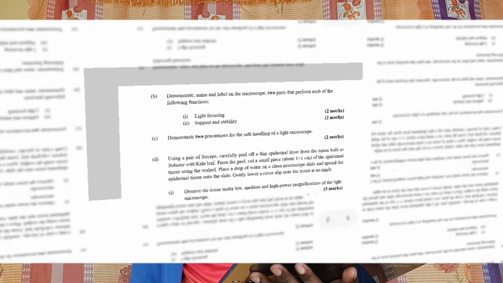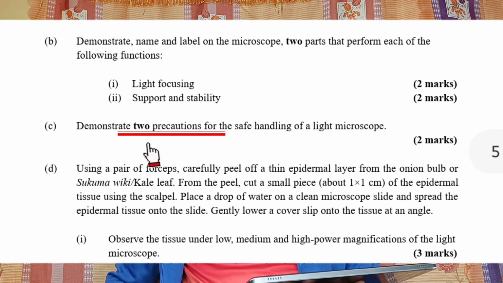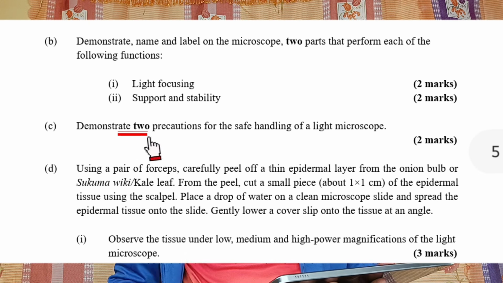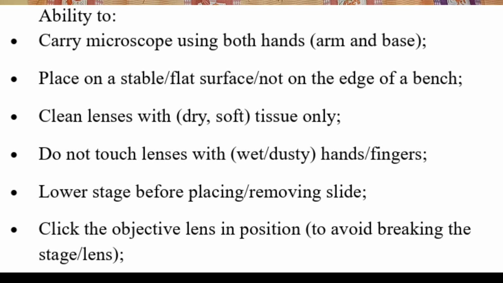C. Demonstrate 2 precautions for the safe handling of a microscope. 1. Carry microscope using both hands, that is arm and base. So one hand should hold at the base, the other one at the arm. Then number 2, place on the table or a stable flat surface, not on the edge of a bench. So ufai kuweka karibu na mwisho wa meza, manake it will be knocked down.